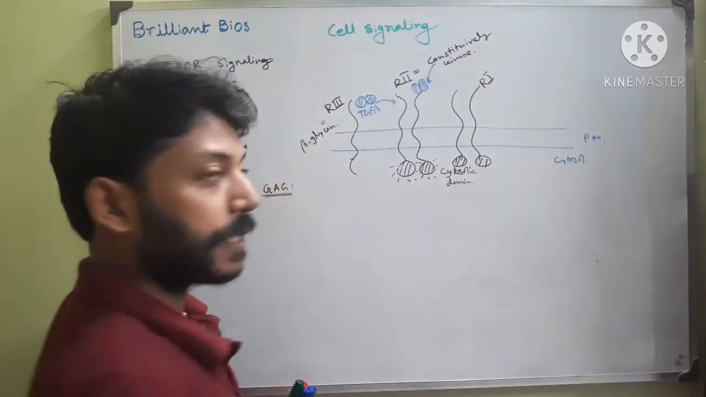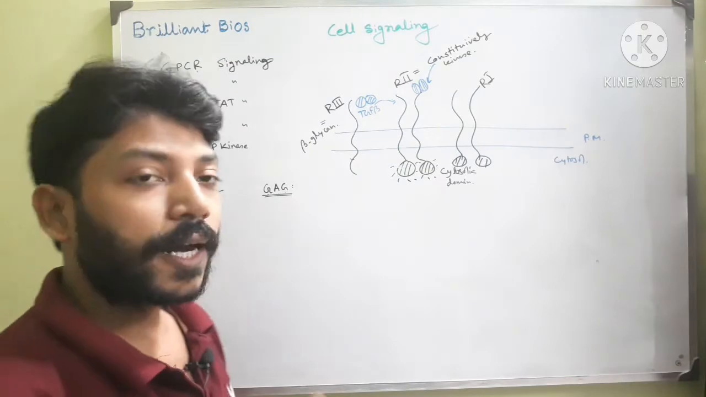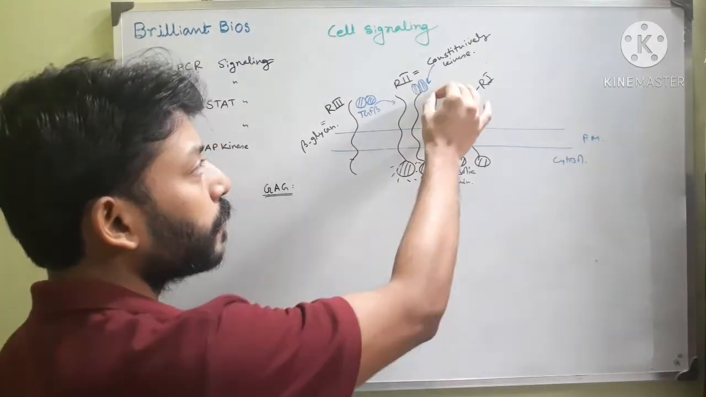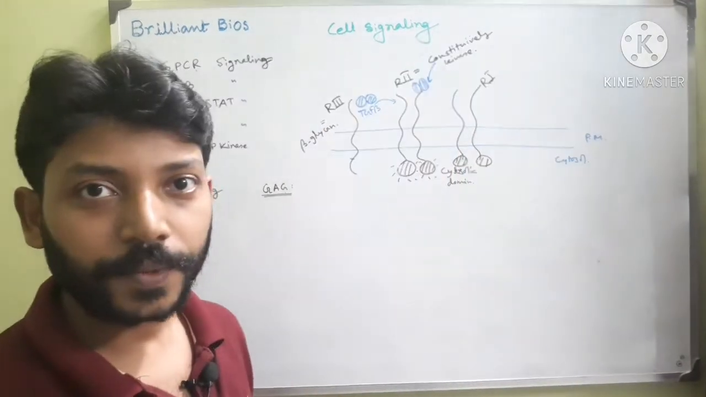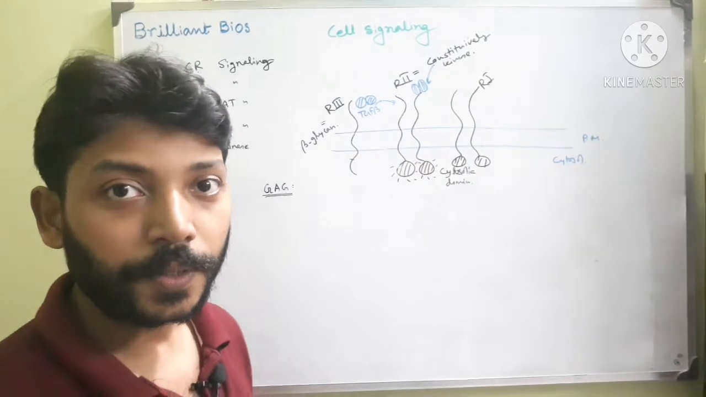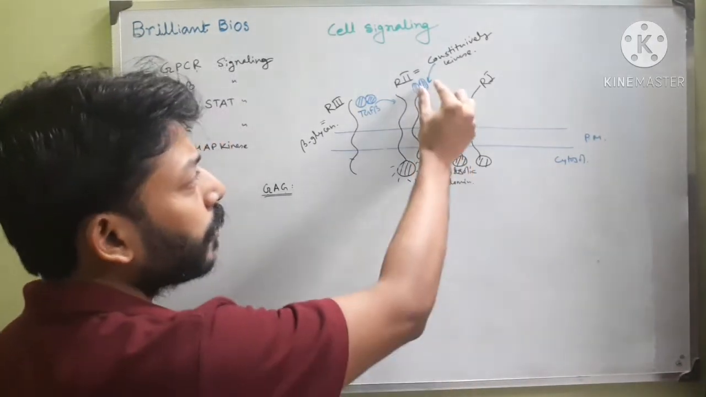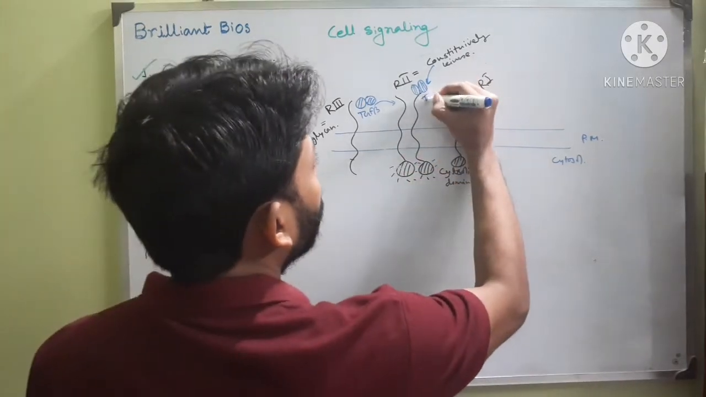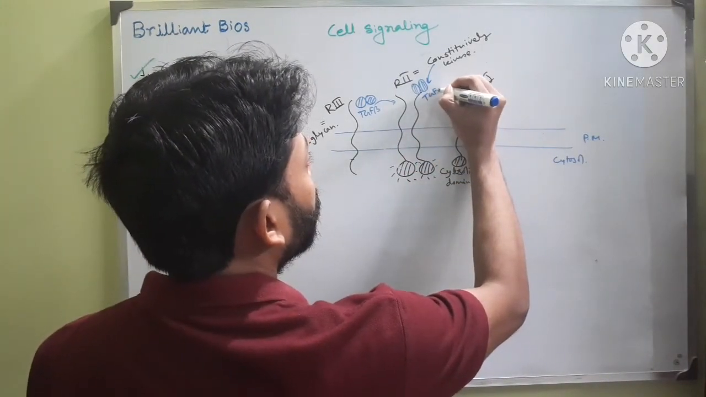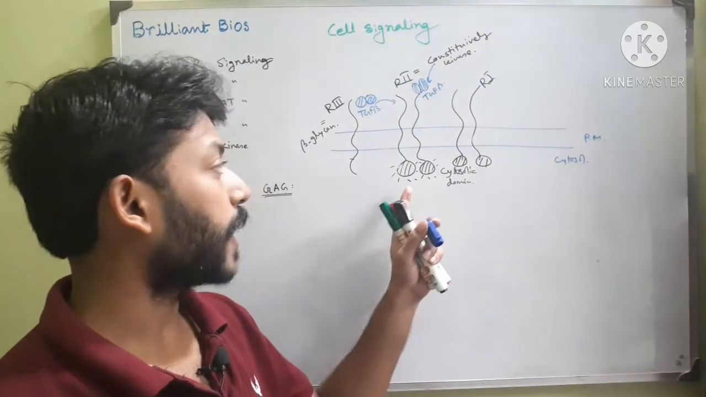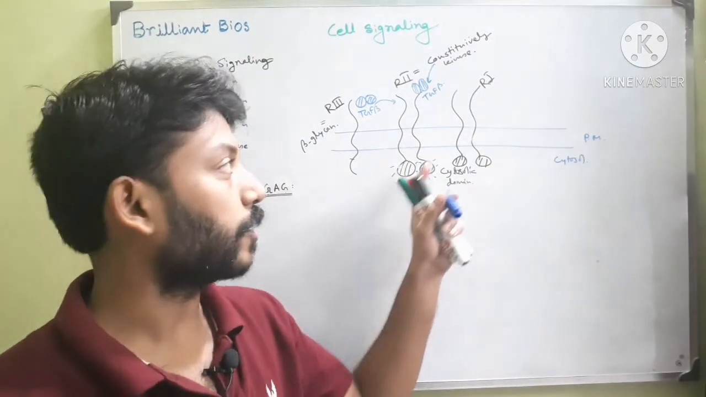You have to understand this. I have mentioned that R2 has constitutive kinase activity. That means whether it binds with TGF beta or not, it is active. Then why do cells not always perform TGF beta signaling? The answer is, when TGF beta, this is TGF beta, binds with this R2, it changes its structure so that it acts as a docking site for the R1.